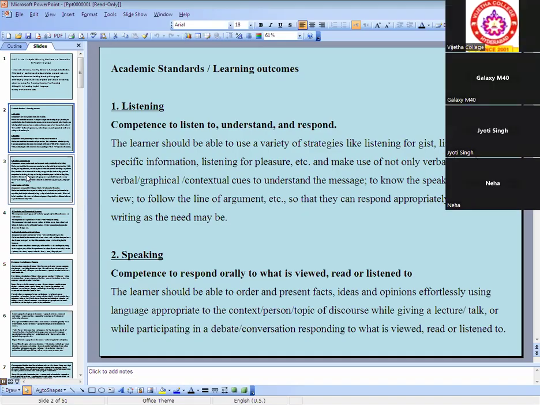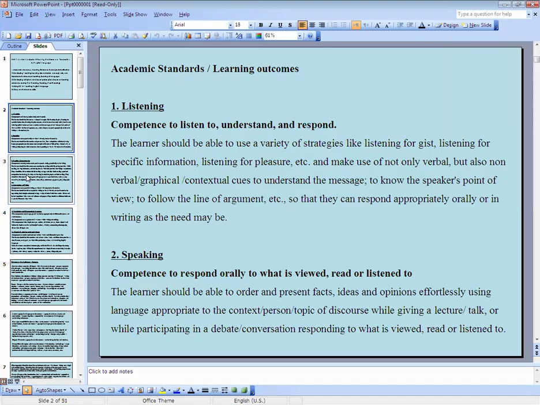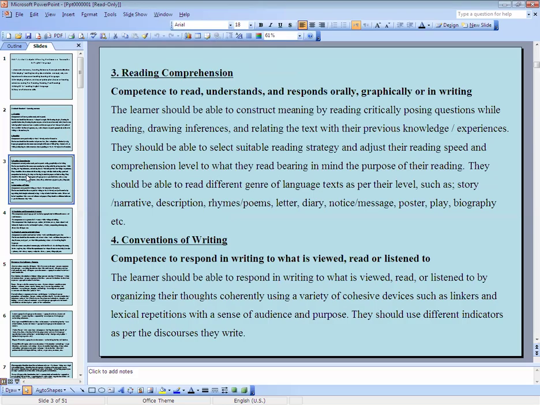Then speaking, when you listen, you will be responding to it. So that is done orally. What you have viewed, you have read, you have listened to, you are responding orally. So here the learners should be able to present their facts or ideas and opinions using language appropriately to the context or the person or the topic which is given in the lecture, whatever you have listened to. It can be any kind of debate or conversations. You have to respond to it through this one. Then we have reading comprehension. The third one is reading comprehension.